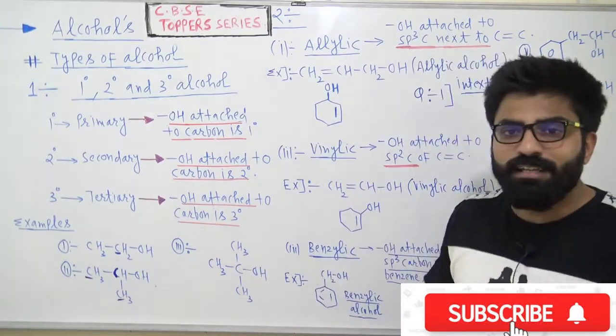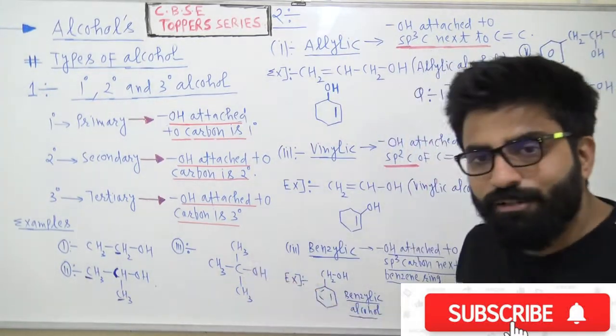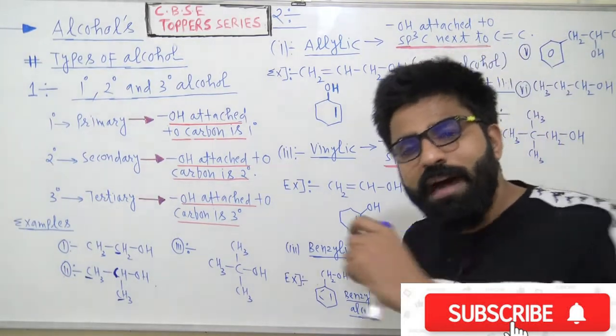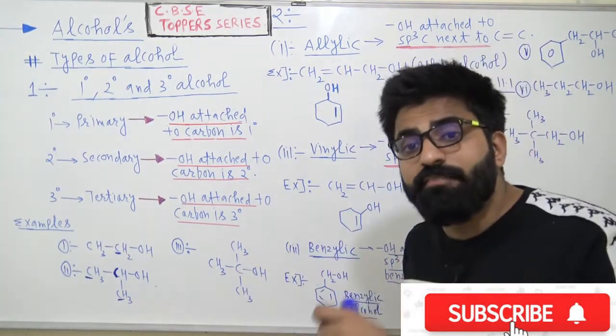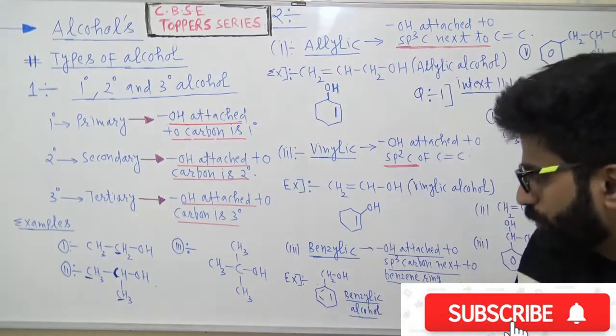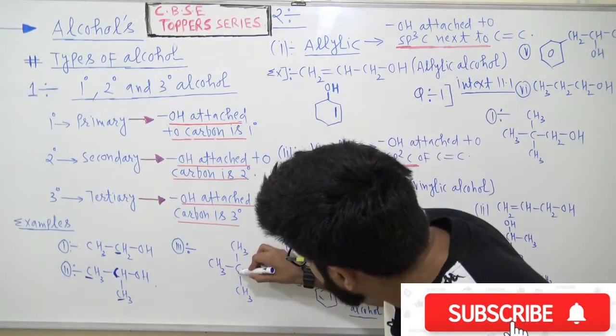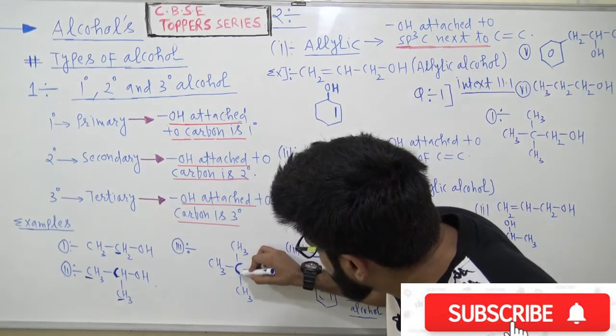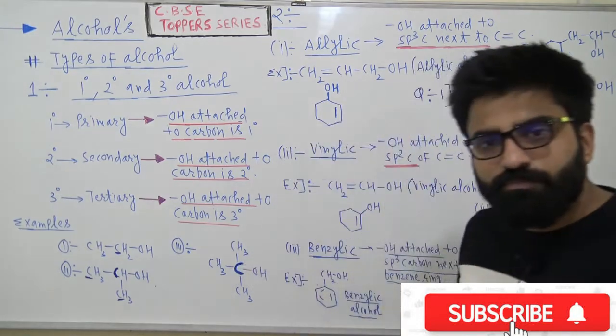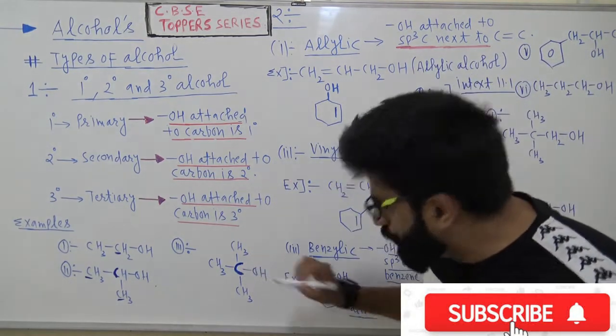Let's take one example. The example is this alcohol. I'm asking you what kind of alcohol it is: primary, secondary or tertiary? No problem. We have to check the degree of the carbon to which OH is attached. So this is your carbon, because to this carbon OH is attached.